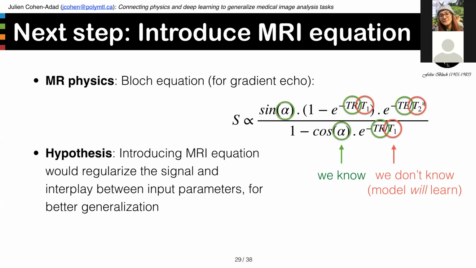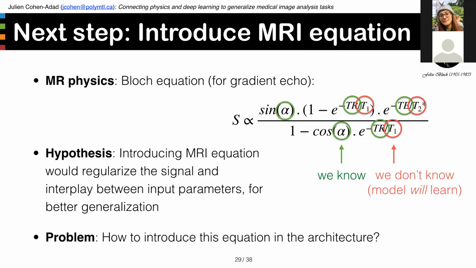But our hypothesis is that by introducing the MRI equation, we might be able to regularize the signal and the interplay between all the input parameters, possibly generalize better. One of the problems we are currently having, and maybe some of you have brilliant ideas that can help us, is how to introduce those kinds of equations in the architecture while training the model.